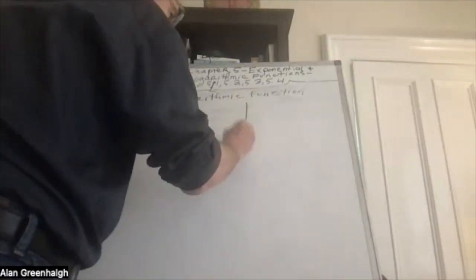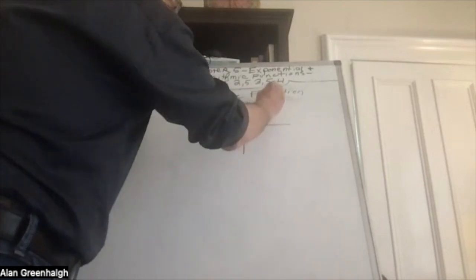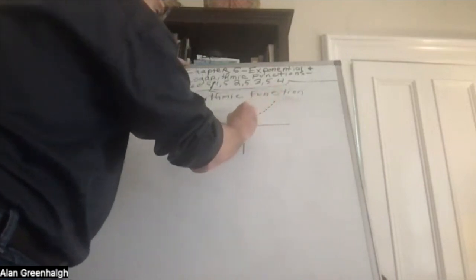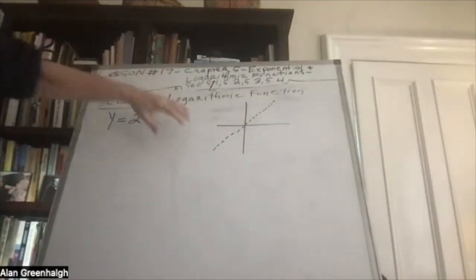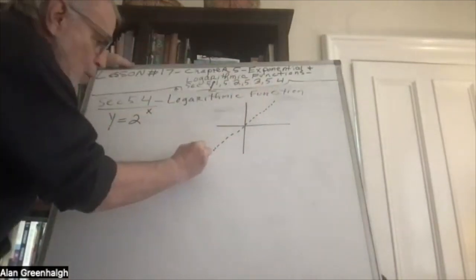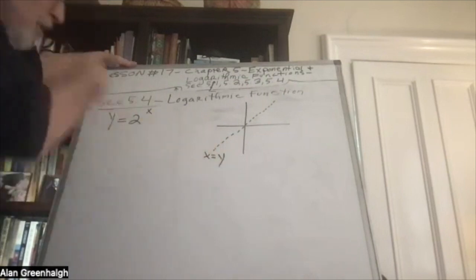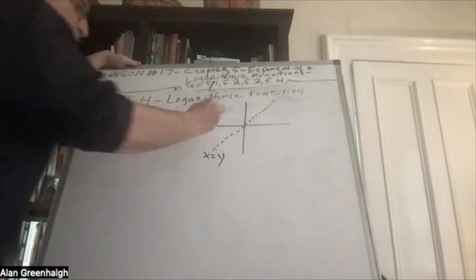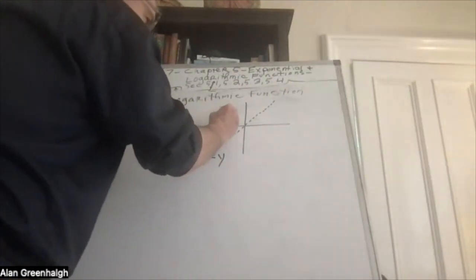So a logarithmic function, first of all, go back to the exponential function. Now, it just happens to turn out, remember what the inverse was. The inverse was a function which reflects across the line y equals x, x equals y. And remember that an exponential function looks like this.